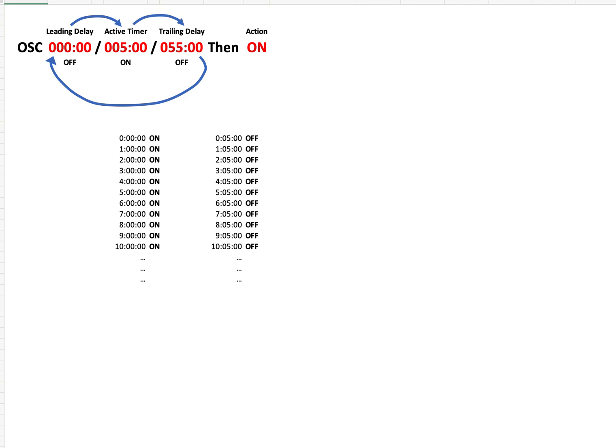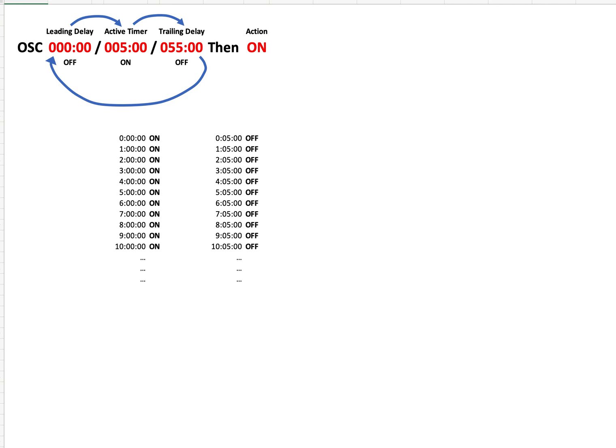OSC uses three timers: a leading delay timer, an active timer, and a trailing delay timer. Each of these timers is specified in minutes and seconds separated by a colon. OSC uses these three timers to control when to turn on and turn off an output on the repeating timer cycle. In this example, the three timers are 0 minutes, 5 minutes, and 55 minutes to turn on a dosing pump for 5 minutes each hour.